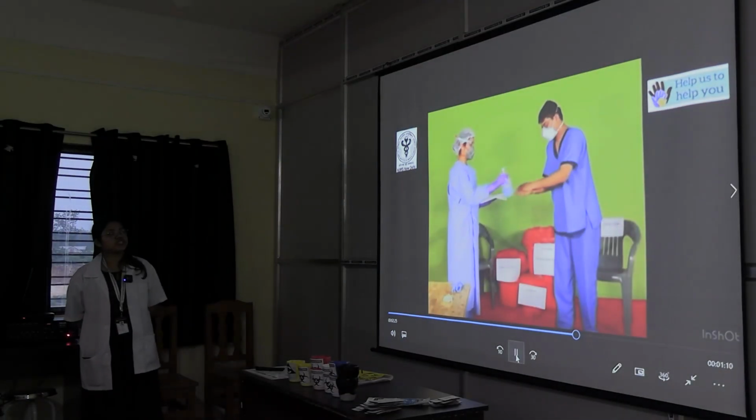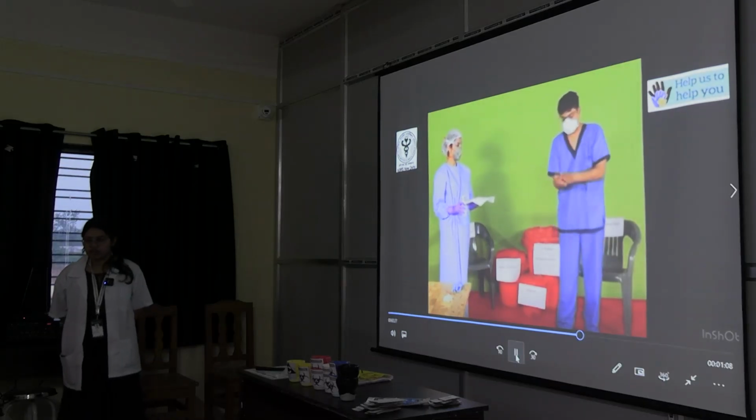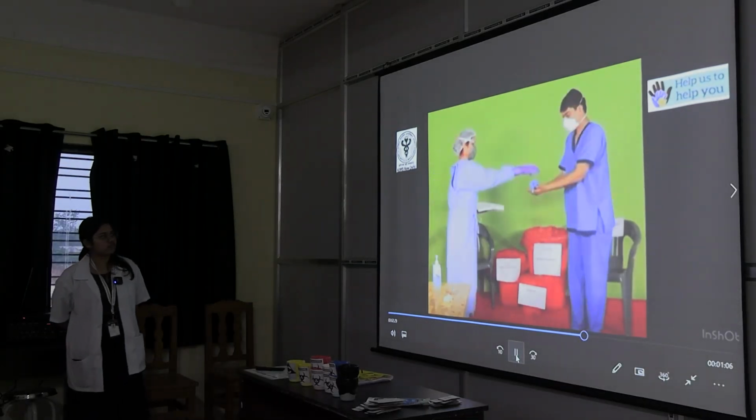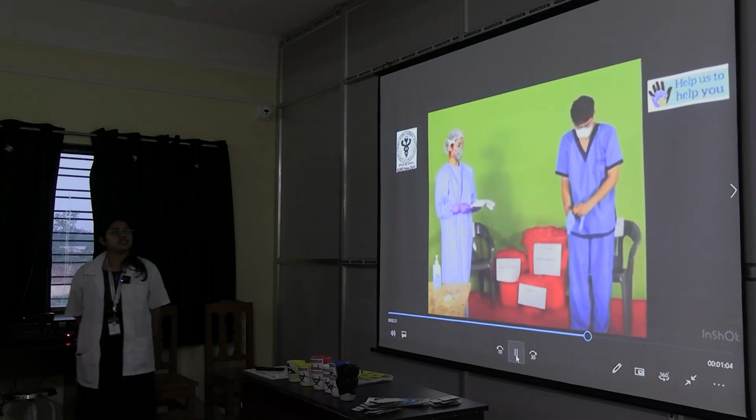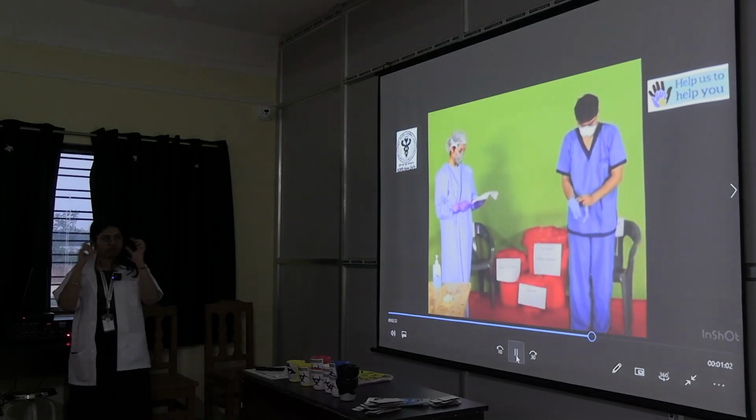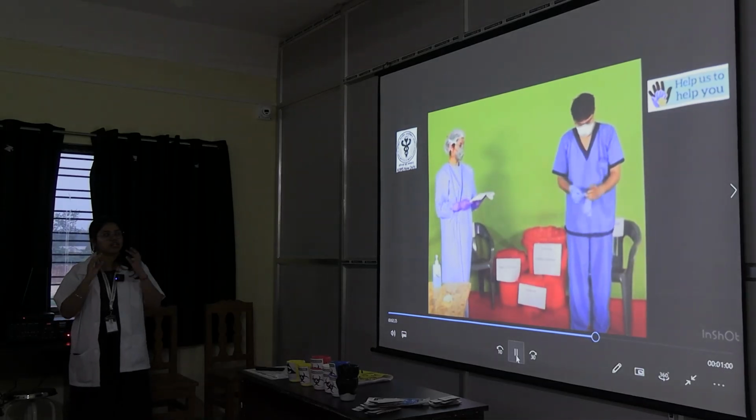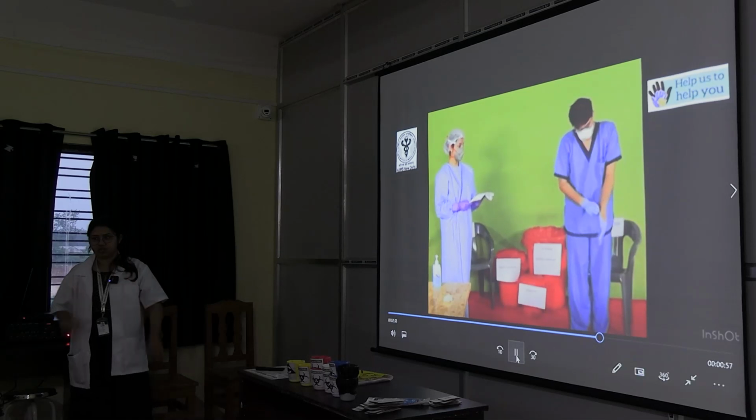So before removing the mask, you will be wearing another pair of fresh gloves. And remember, while removing the face shield or removing the mask, your hand shouldn't touch your face, okay?